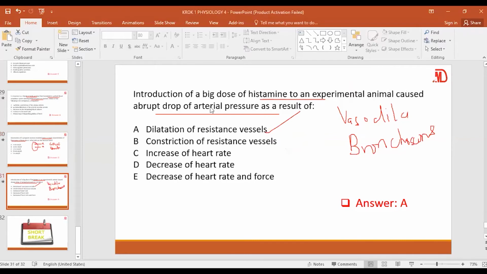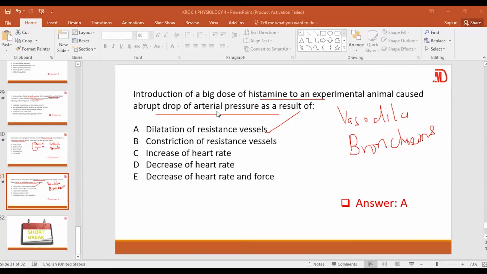We are seeing a histamine overdose. Introduction of a big dose of histamine. And we are saying that histamine functions as a vasodilator and a bronchoconstrictor. That means it will constrict your bronchus, but it will dilate your vessels. Two different things. So if it dilates your vessels, it can lead to what? Low BP, because your vessels are dilated. The volume is open, it's enlarged, and the pressure there is low. So it can lead to low arterial pressure.